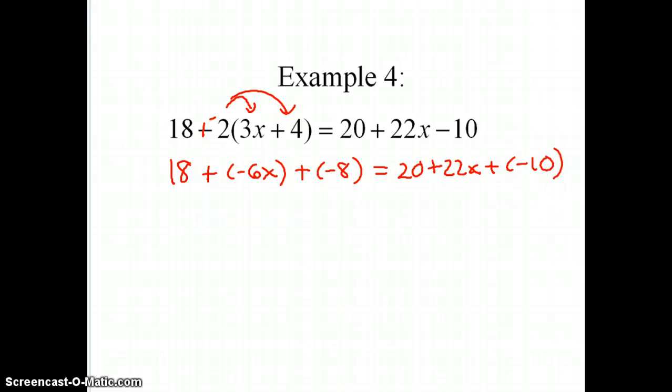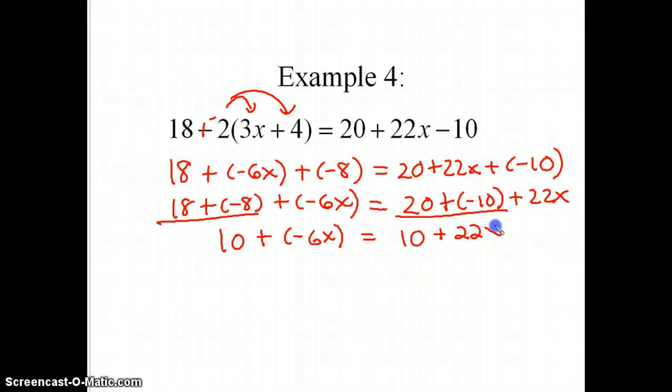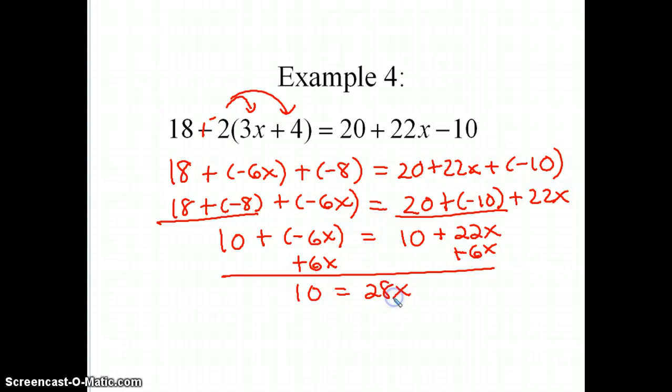Using the commutative property, I will take 18 plus negative 8 plus negative 6x is equal to 20 plus negative 10 plus 22x. The commutative property allows me to move the like terms together. So on the left-hand side, I have 10 plus a negative 6x is equal to 10 plus 22x. I always like my variables to have a positive number by them. So this time I'm going to move my negative 6x, so I'll add 6x to both sides. So I end up with 10 is equal to 28x.